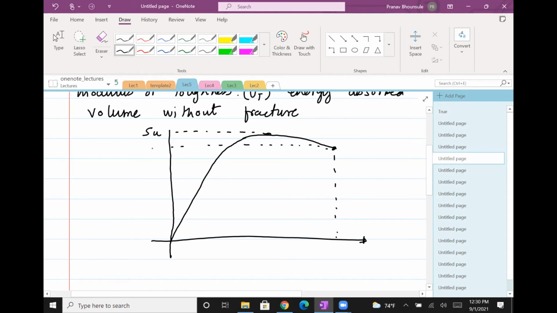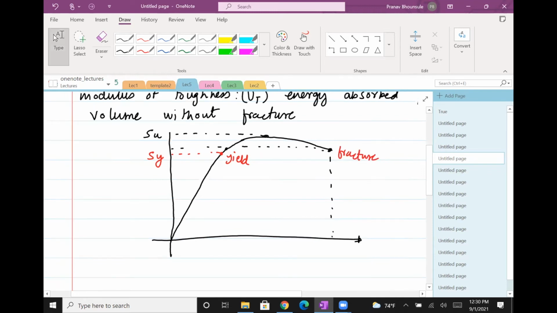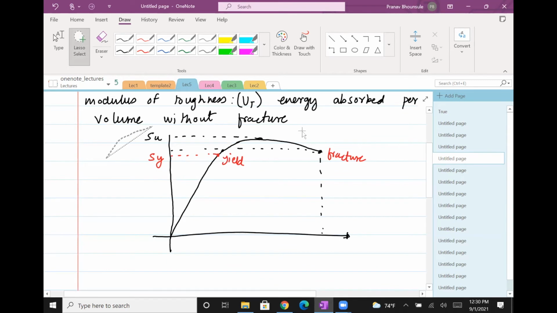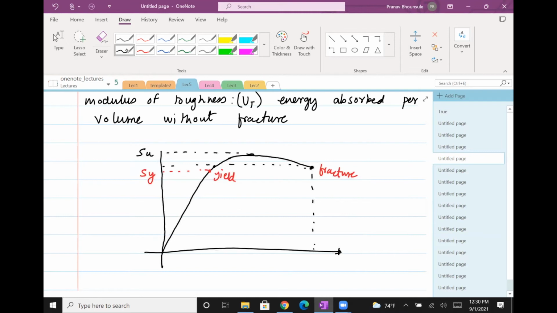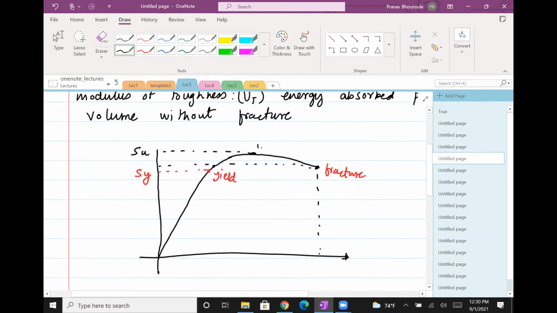Let's say that's the ultimate strength. So approximately this point here is the fracture point, we don't really know. We draw a line here. Sy, this is the yield point. This is the fracture point. Then this is the ultimate strength.